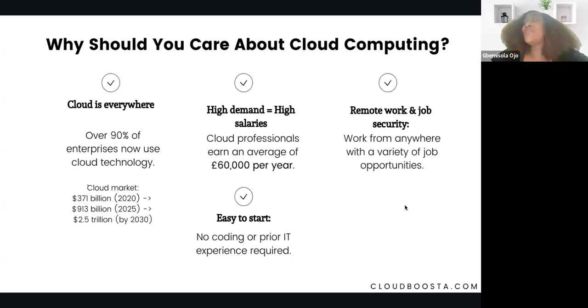I won't rule that out. It requires a lot from you, but you can get started. You don't need to have a background. So you can actually get started wherever you are.